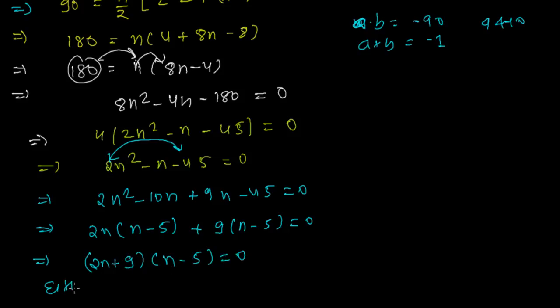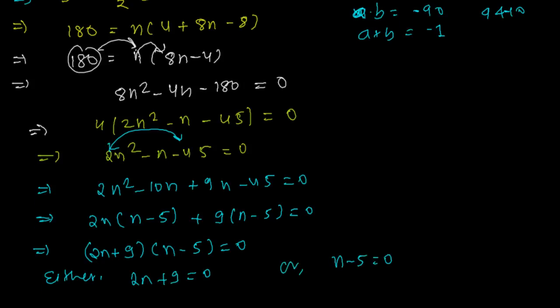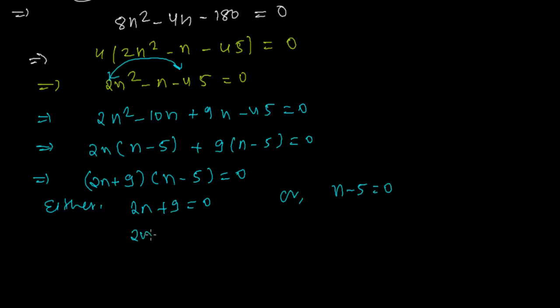Now either 2n plus 9 equals 0, or n minus 5 equals 0. Here you'll get 2n equals minus 9, and n equals minus 9 by 2, and n cannot be a negative number, so that is not possible.